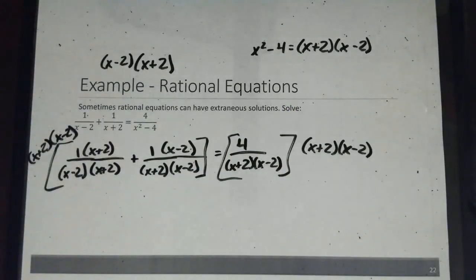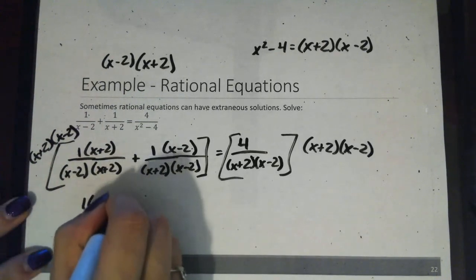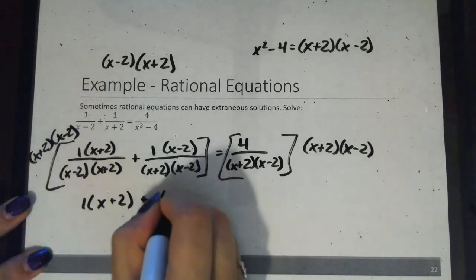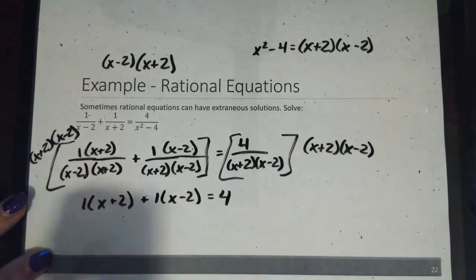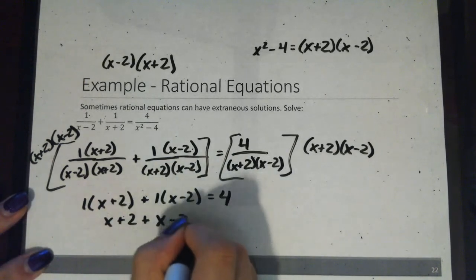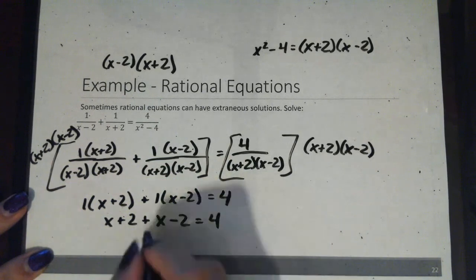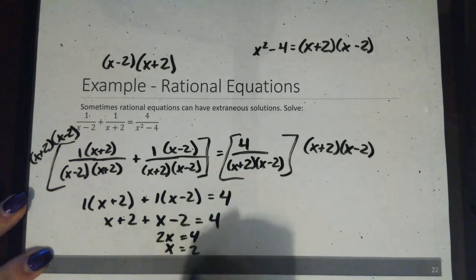By multiplying by that denominator, all the denominators go poof because they divide out. I'm left with 1 times x plus 2 plus 1 times x minus 2 is equal to 4. Distributing through, x plus 2 plus x minus 2 equals 4. 2x equals 4. X equals 2.